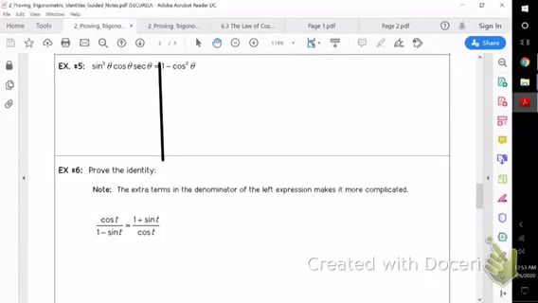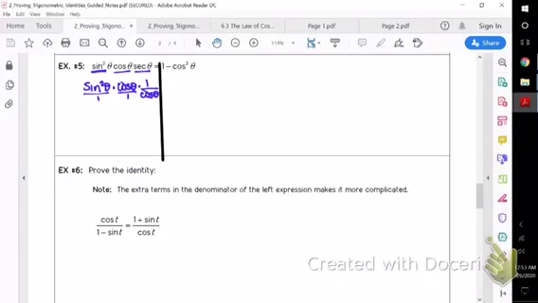Well, let's see. I need a 1 minus cosine squared, which I know is what sine squared is, right? But what can I do about this? What do we know about cosine and secant? Wait, cosine and secant, those are reciprocals, aren't they? And what do you get when you multiply two reciprocals? Well, let's see. So for right now, I'm just going to leave this as sine squared of theta times, I have cosine of theta, and secant, remember, is 1 over cosine of theta.